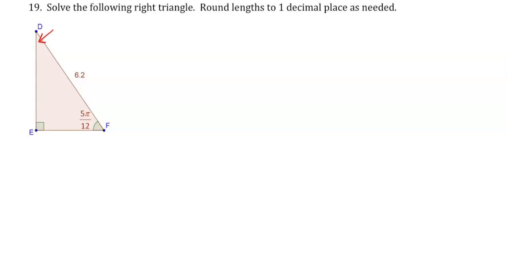And I know that this angle D and angle F have to be complementary. That means they're going to add up to 90. 90 degrees in radians is pi over 2. So I'm going to say angle D plus 5 pi over 12 has to equal pi over 2. Okay, why don't we make the pi over 2 into 12ths, which is 6 pi over 12.